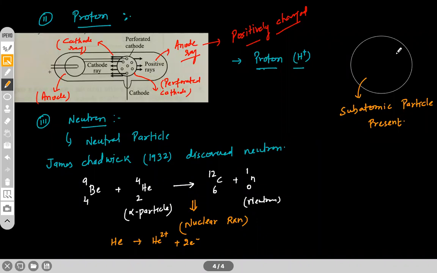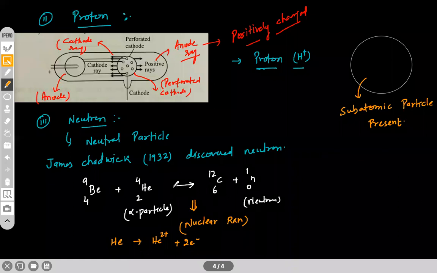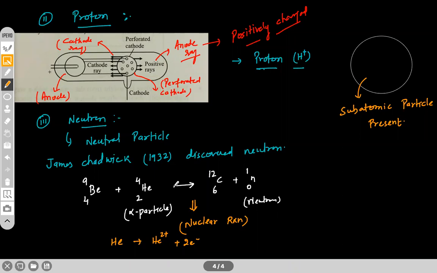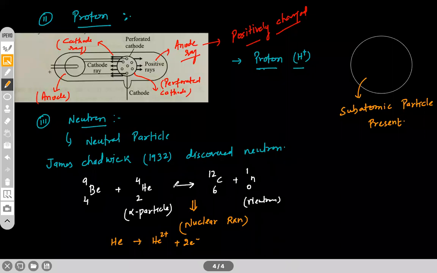So once they came to this point that there are various subatomic particles present within an atom, they started looking for how they are arranged within an atom. The arrangement of subatomic particles within an atom was given by different scientists, and all these attempts we call atomic models. So what are the various atomic models we have? Atomic models are the various theories given by different scientists in order to explain the distribution or arrangement of the subatomic particles within an atom.